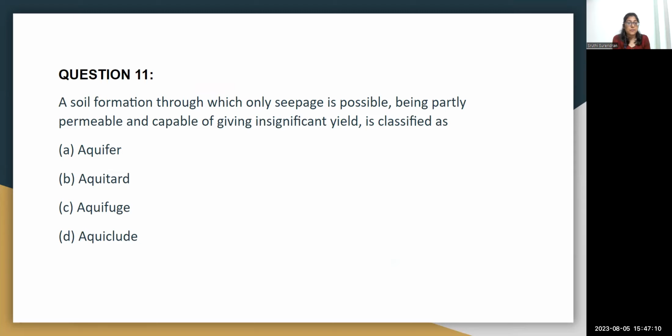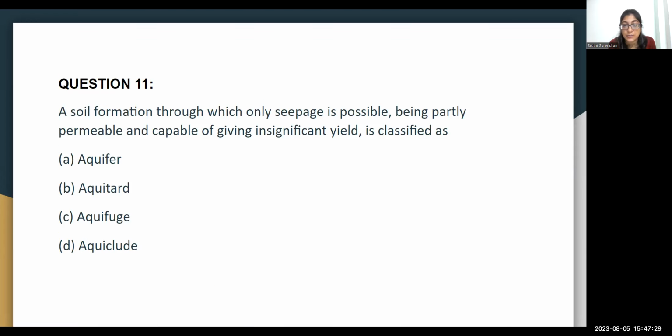Is it called an aquifer, aquitard, aquifuge, or aquiclude? Take your time and think about the four formations: which gives significant yield of water, which gives water but it is not significant, which does not give water at all, and which can retain but cannot transmit.